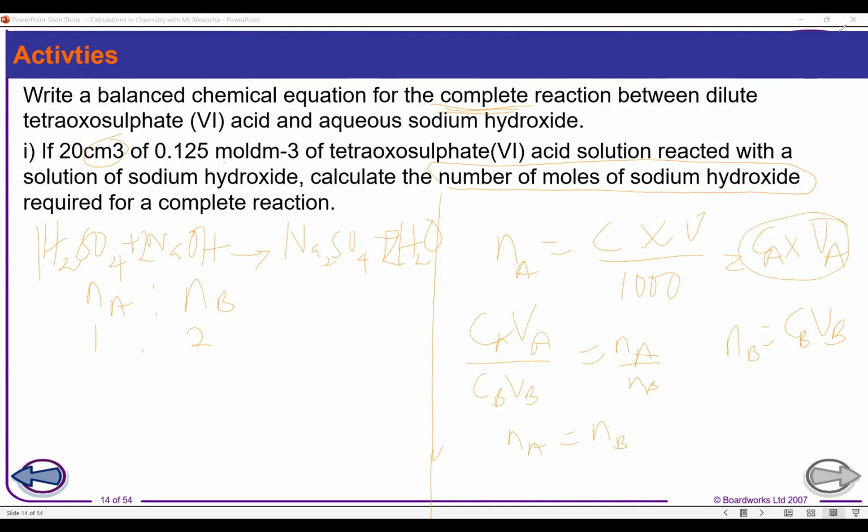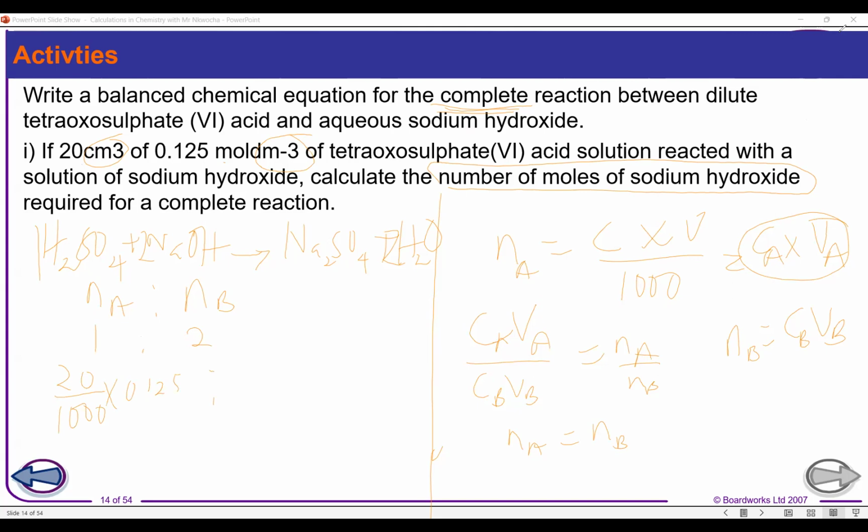Say 20 cm cube. You have to convert it to dm cube. 20 cm cube divided by 1,000 times 0.125. Why? Because this one is in dm cube and this one is in cm cube. So that is that volume. We need to make sure that the volumes are in the same unit.